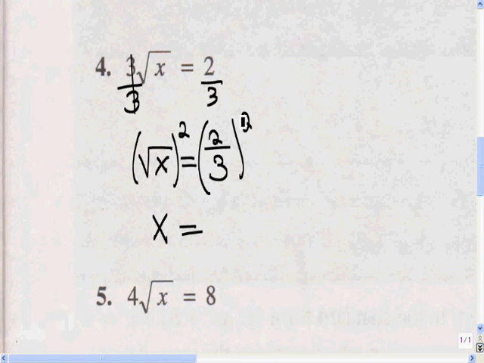And this 2 is going to apply to both of these numbers, the numerator and the denominator. So what's 2 squared? 4. What's 3 squared? 9. So my answer to x is 4 over 9.